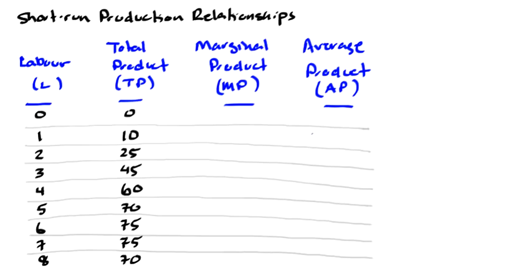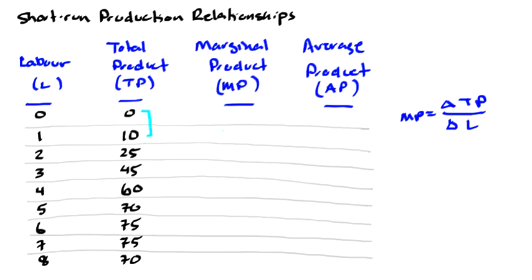However, what we're more interested in is marginal product. The marginal product is the additional output gained when we hire 1 more unit. The equation for marginal product is MP equals the change in total product divided by the change in labor. In our case, each unit of labor we're increasing by 1, so we don't need to worry about the change in labor. What we're interested in is the change in total product.